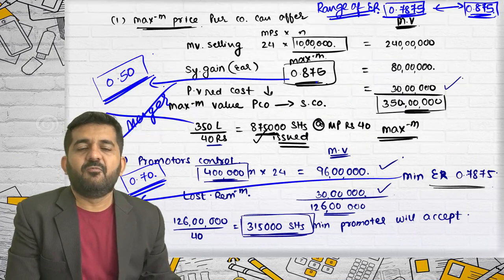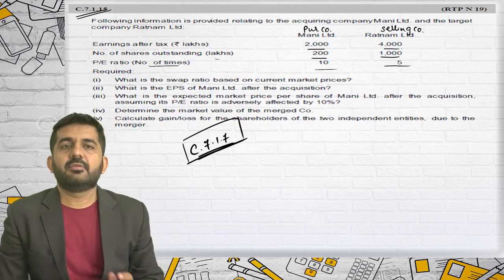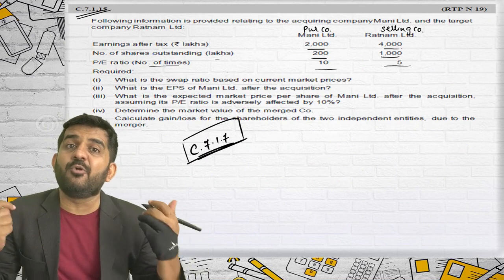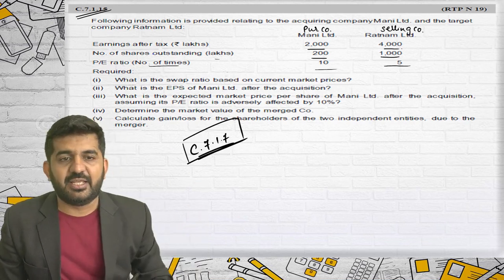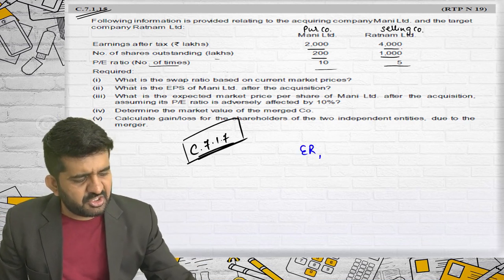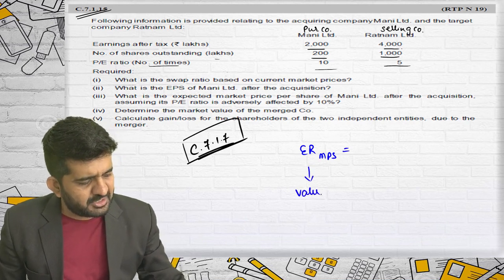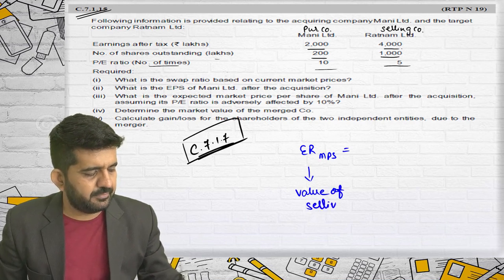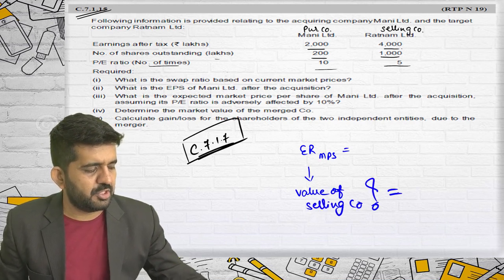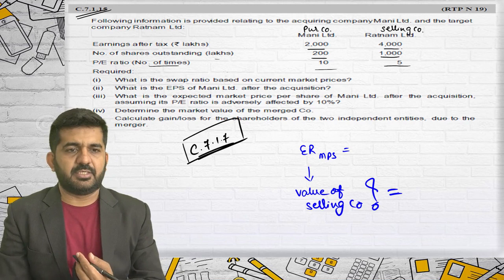In category number 1 questions, where that EPS was to be found out and this type of questions, we were never finding out the value of selling company. Directly we were getting all the answers. My question is, if exchange ratio was based upon MPS, what is the value of selling company? Or the amount payable to all shareholders of selling company. Anyone can give the answer.